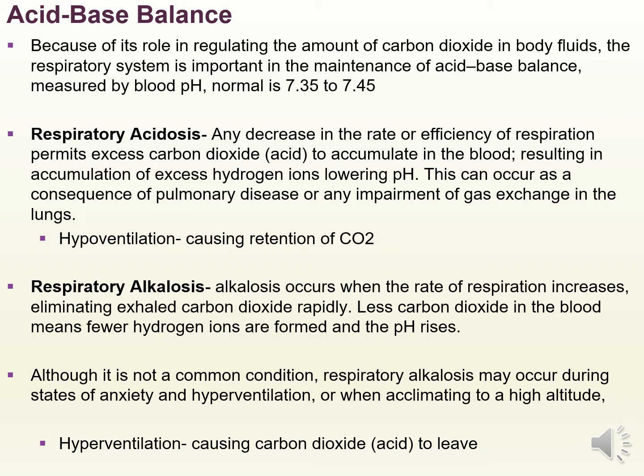For respiratory alkalosis, when you think about respiratory alkalosis, think about hyperventilation. The patient is breathing too fast and they're losing acids or carbon dioxide quickly. Less carbon dioxide in the blood means fewer hydrogen ions, and that pH is going to rise. The patient may be hysterical. This could be caused by an acute aspirin overdose. The client is breathing too fast and removing too much acid.